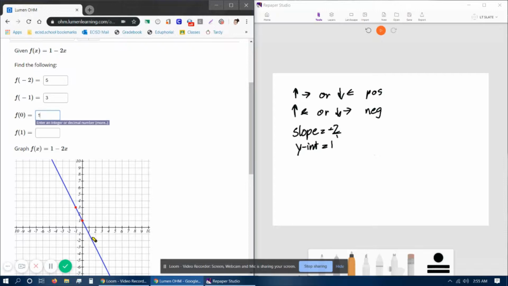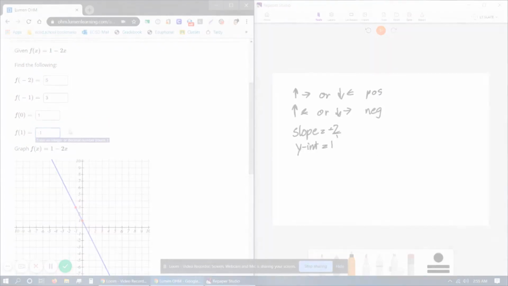For f of 1, I can see the function meets the x equals 1 grid line when y equals negative 1. So my next answer is f of 1 equals negative 1.